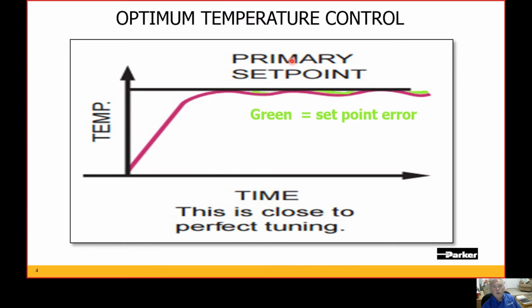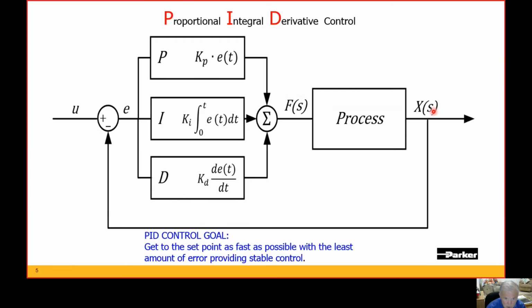So for optimum temperature control, what we want to do is hit the set point as accurately and precisely as possible. This horizontal line here is our primary set point. This line in red here is our actual process temperature. And I've highlighted here in green, this error here is set point error. What we want to do is eliminate or reduce that set point error as much as possible.